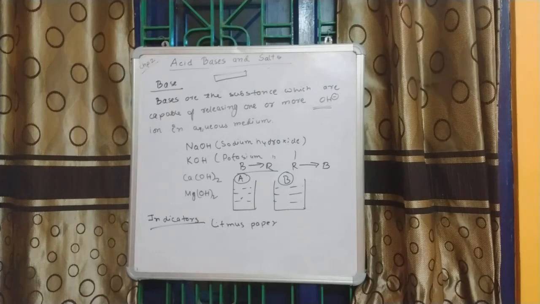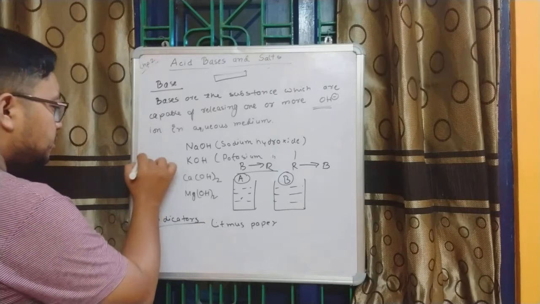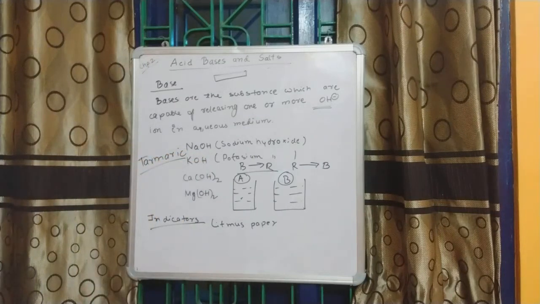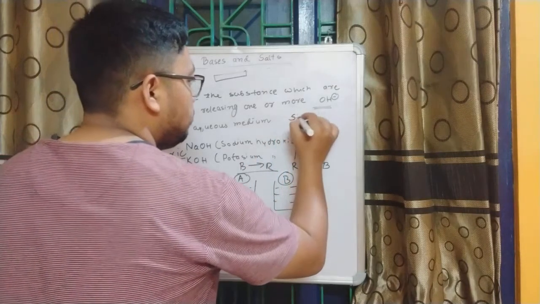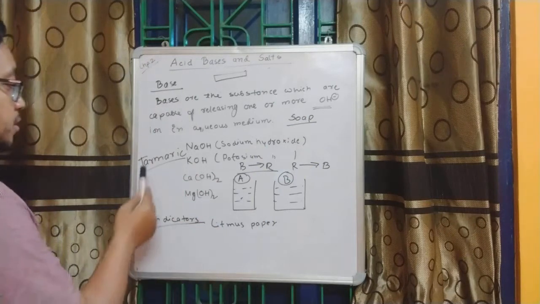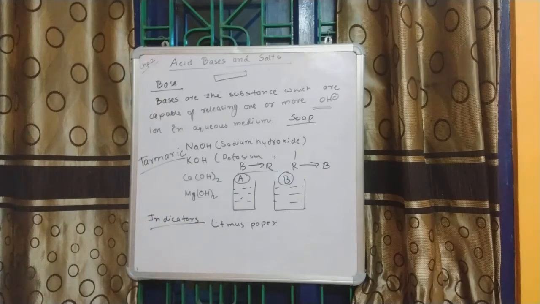Then we have some natural indicators as well. For example, turmeric. Turmeric is an example of a natural indicator. While having our lunch or dinner, we sometimes drop a bit of curry on our shirt, and the stain becomes yellow in color. The next day when you give it for washing, this yellow color becomes red. Why? Because the soap that we mostly use in our homes is nothing but a base. That base acts on the turmeric and changes the color from yellow to red. So turmeric is also an indicator.